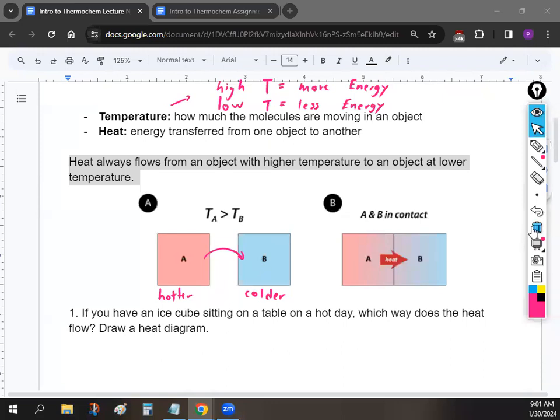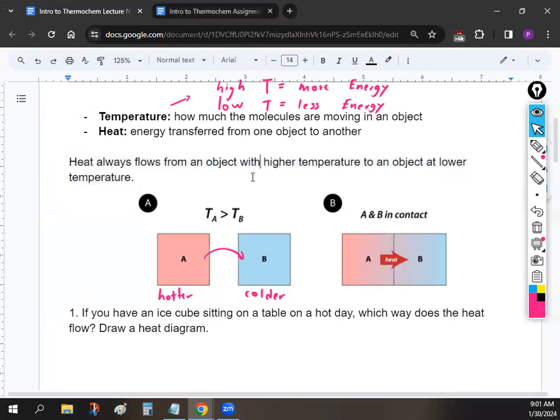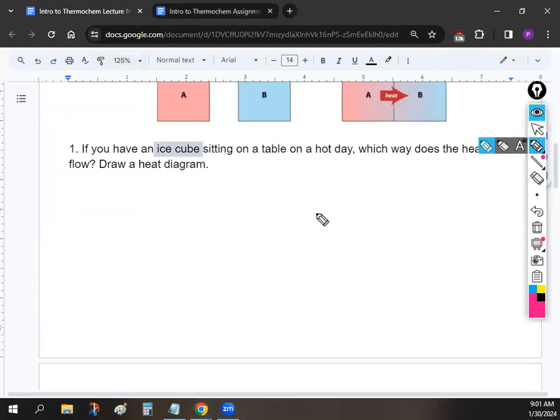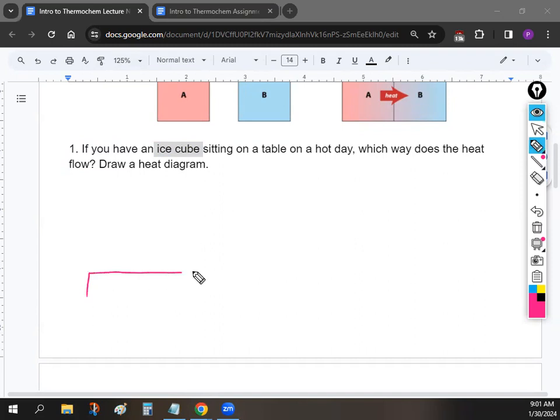All right, so for our problems today, we're going to be drawing these things called heat diagrams. And I'll show you guys how to do that. It's pretty simple. Just keep in mind, energy always goes from the hotter object to the cooler object, okay? So for number one, we got an ice cube sitting on a table on a hot day, okay? So we're going to draw that, okay? And you guys don't need to make it very pretty or anything like that. You guys obviously know I'm not a good artist, so we got a table, okay? And then we're going to draw an ice cube on it.